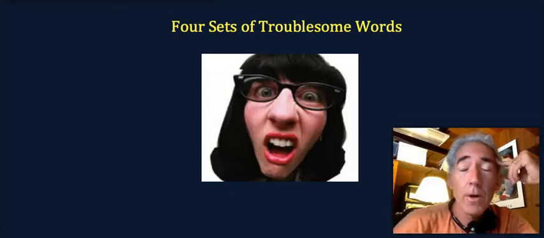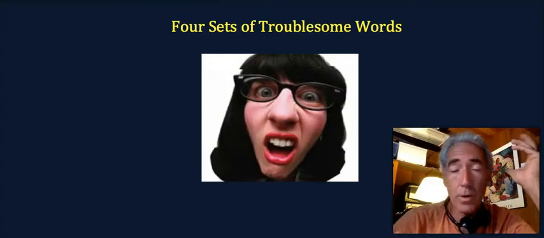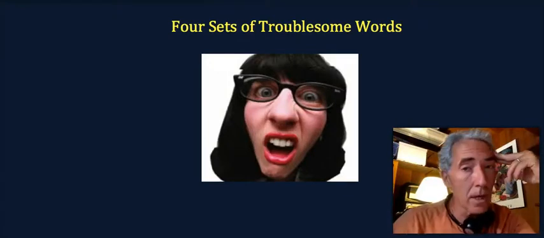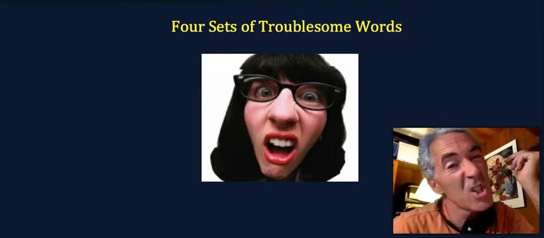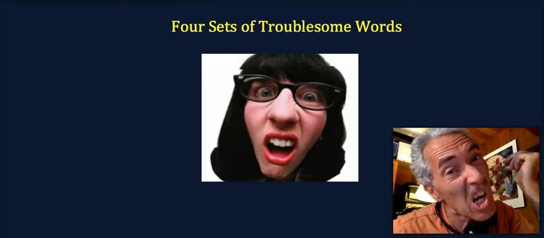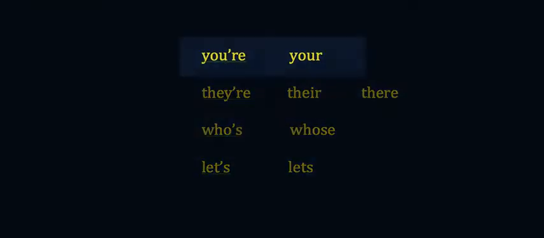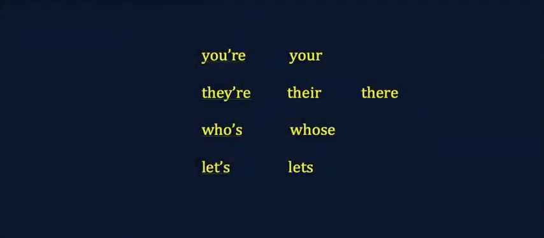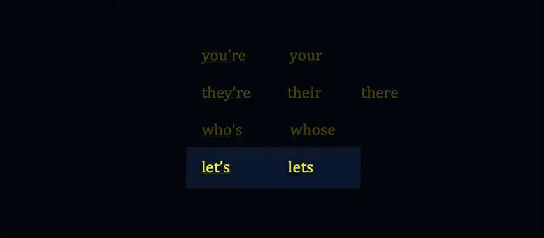Hi, this tutorial has to do with 4 sets of troublesome words that get confused with each other, so let's go over them. But the place to start is to come up with your most confusing face, like hers. How's that? Alright, and here are the words I'm talking about. Your and you're, there and they're, whose and who's, let's and lets.